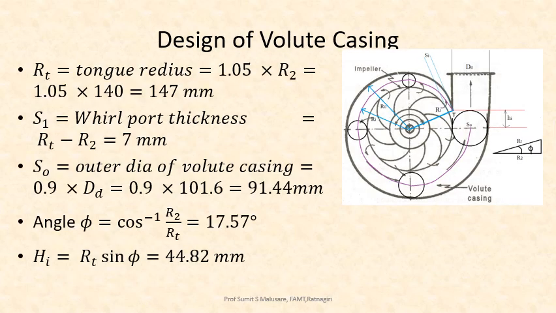Now the last one is the design of the volute casing. Okay, now first of all we will go for some amount of assumption. Now see, these are different cross sections. It means that the cross sectional area of the volute casing will be increasing along the periphery of the impeller as shown over here.